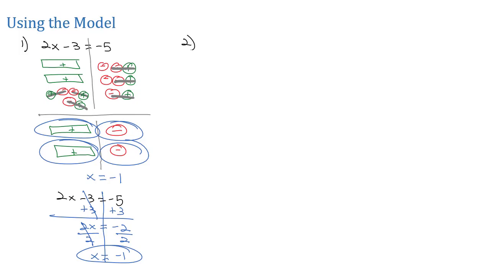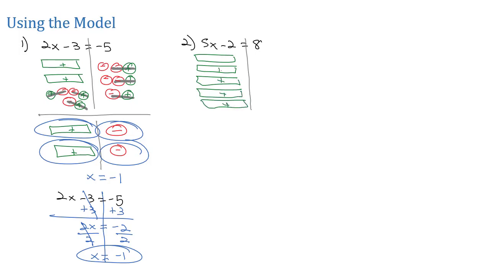Let's look at the model on one more problem. Let's try 5x minus 2 equals 8. So if we balance on the equal sign, we've got 5 x's, 1, 2, 3, 4, 5 x's hanging out with 2 negatives. And that balances with 8 positives.